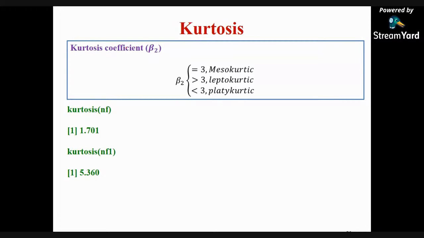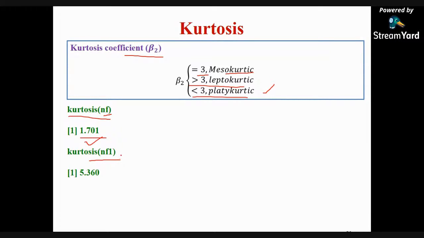Here the kurtosis coefficient is given by B2, beta 2. If the value is 3, it is said to be mesokurtic or normal. Greater than 3, it is leptokurtic. Less than 3, it is platykurtic. The command we use is kurtosis, and the value for the original data set, number of fruits, is 1.701, which is less than 3, so it is platykurtic.